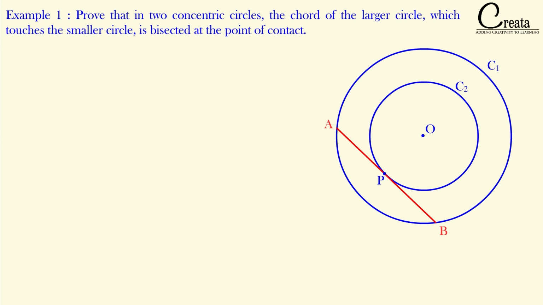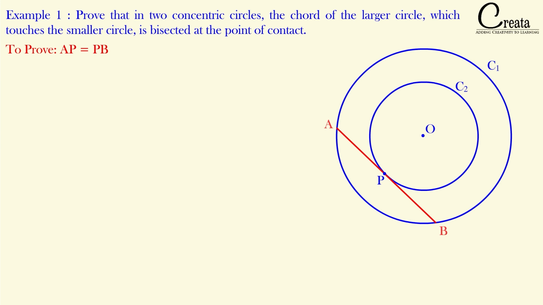Further, we have to prove that this point of contact, that is point P, is dividing the chord AB into two equal parts. The point P is bisecting the chord AB. It means we have to prove AP and PB are equal to each other. That is, both of these line segments we have to prove as equal. So this is the observation that we got from this question.